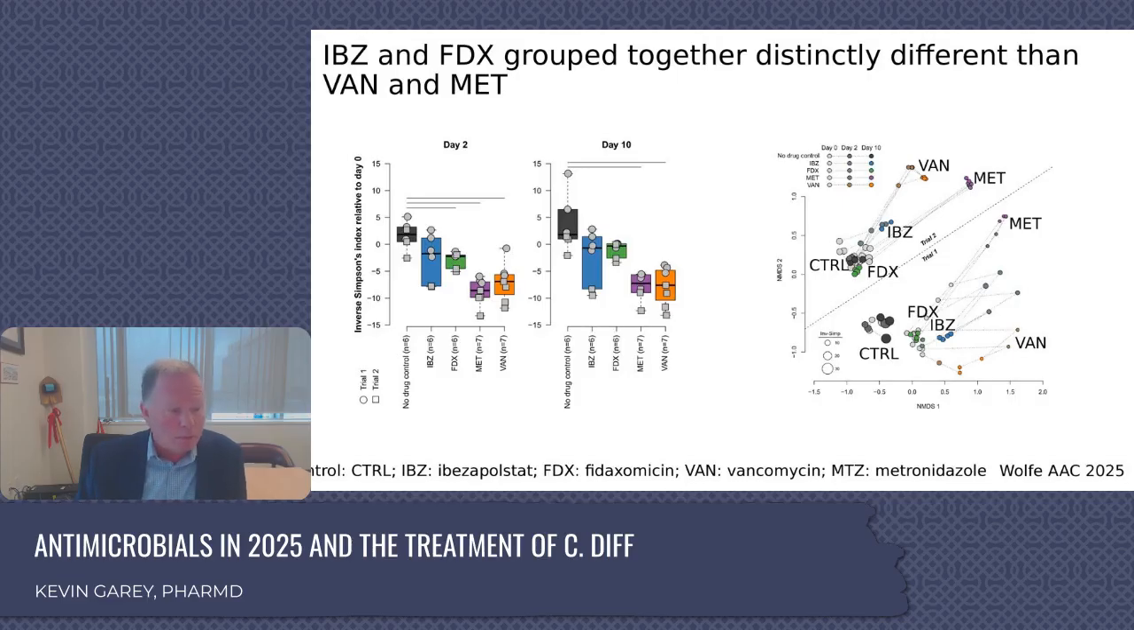And then if you go over to the right, this is a beta diversity plot, and it's similar concepts, but how does the microbiome look? How does it compare to each other? And you do the same thing again. You rank it against the controls, and the closer you are to the control, that's less disruption to the microbiome. So then you see fidaxomicin and ibezapolstat once again clump close to the controls, and vancomycin and metronidazole then stay fairly far away from the controls. And so that illustrates that ibezapolstat is a fairly narrow spectrum agent, as would be predicted from the pharmacology.